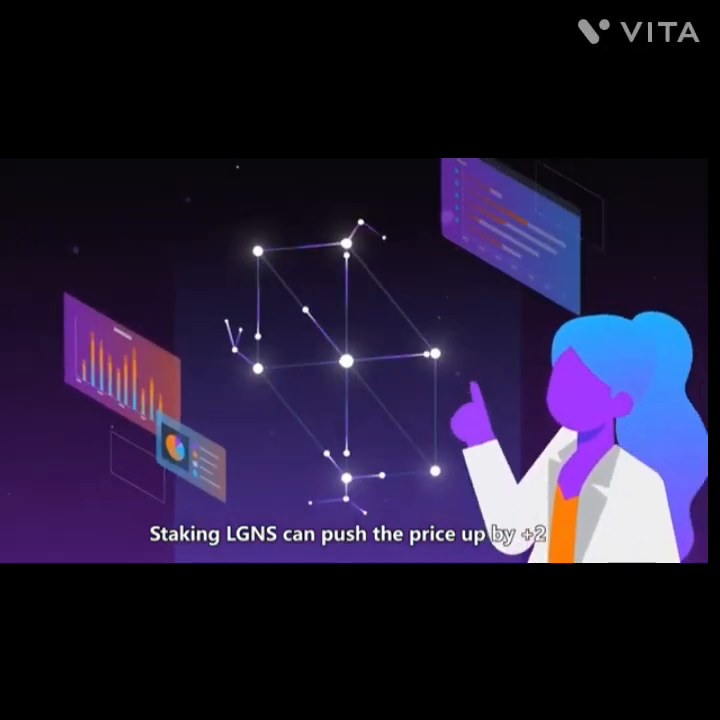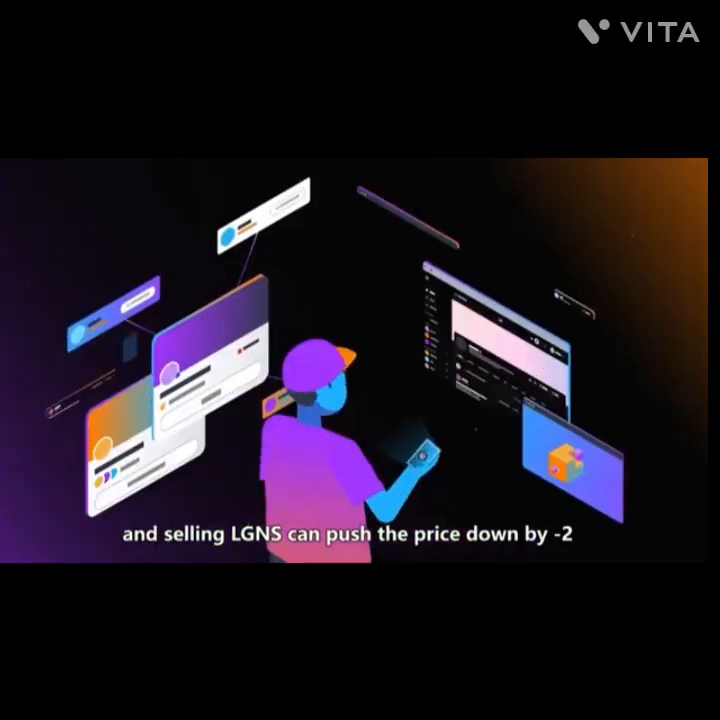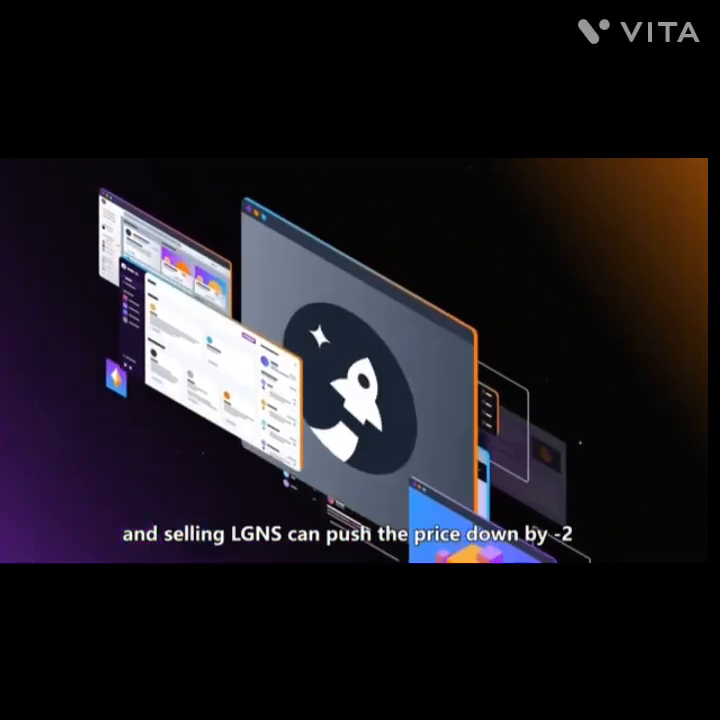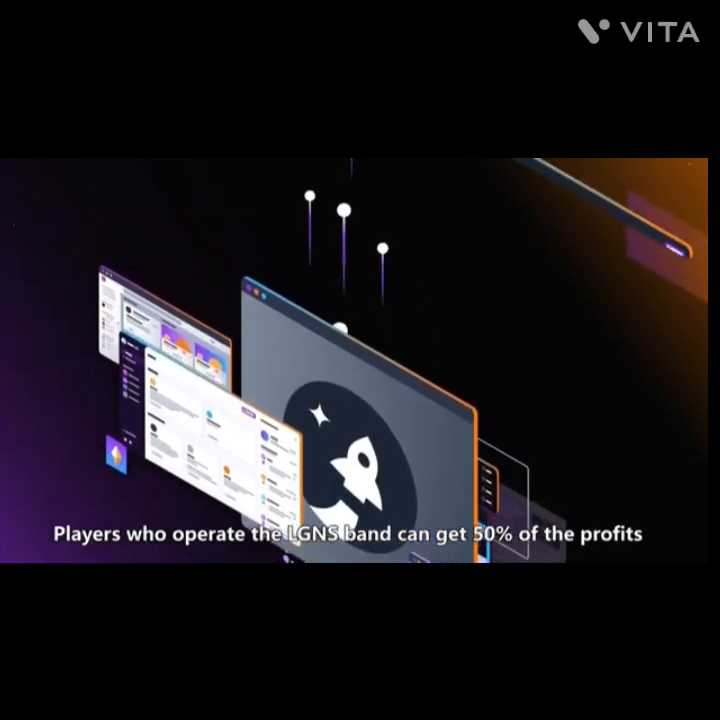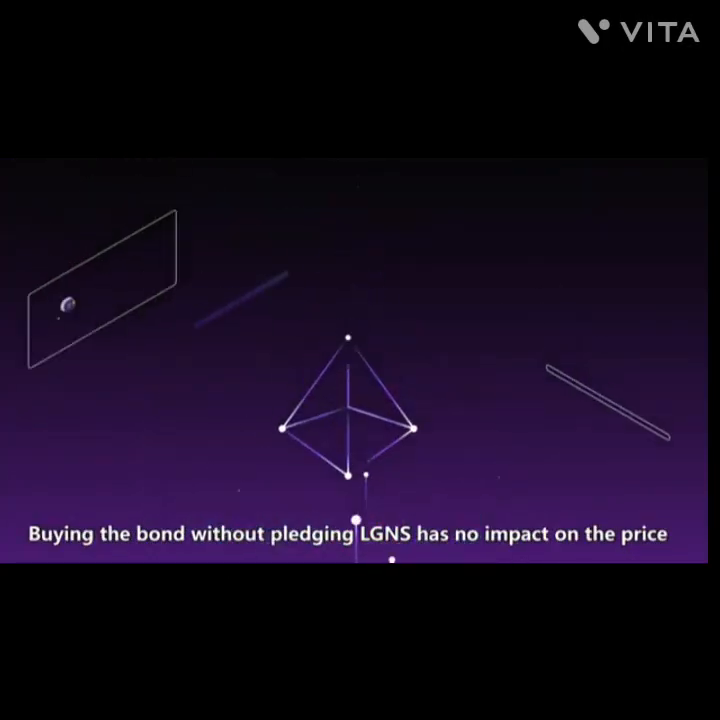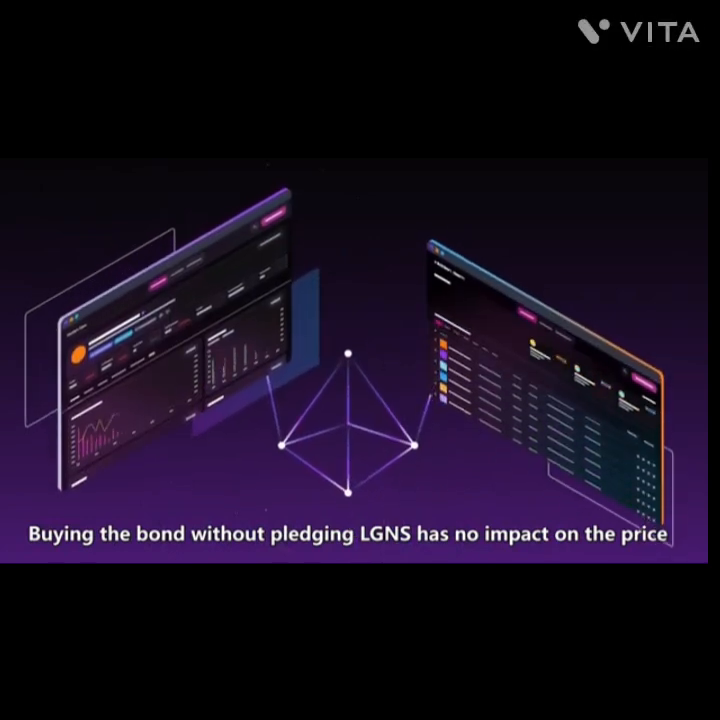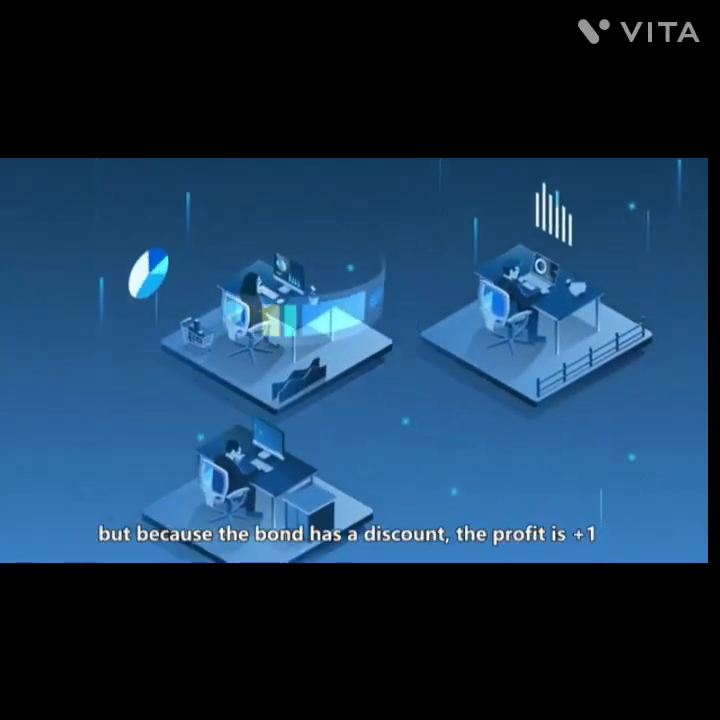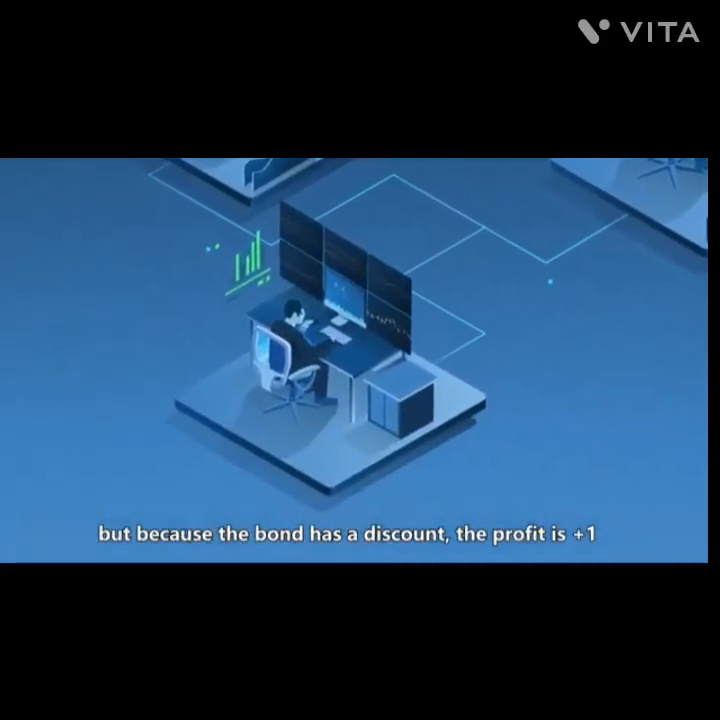Staking Lgns can push the price up by +2, and selling Lgns can push the price down by -2. Players who operate the Lgns band can get 50% of the profits. Buying the bond without pledging Lgns has no impact on the price, but because the bond has a discount, the profit is +1.